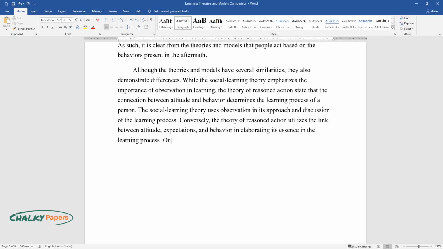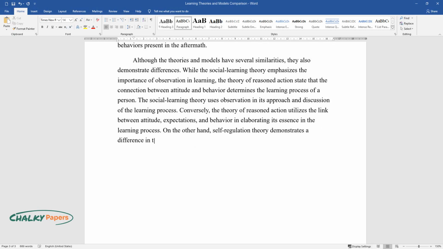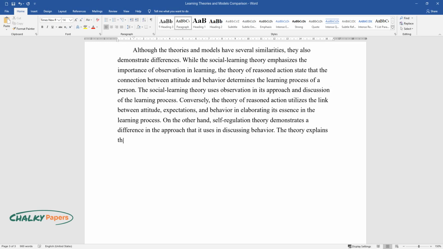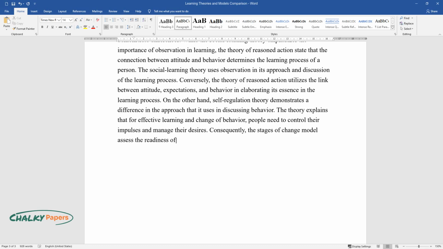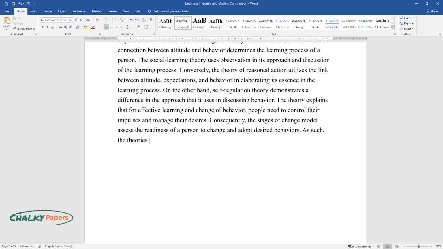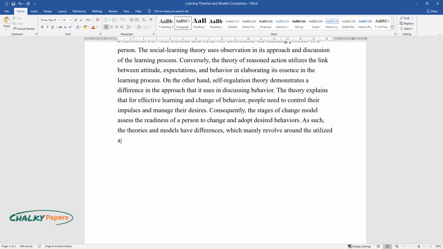process. On the other hand, self-regulation theory demonstrates a difference in the approach that it uses in discussing behavior. The theory explains that for effective learning and change of behavior, people need to control their impulses and manage their desires. Consequently, the stages of change model assess the readiness of a person to change and adopt desired behaviors. As such, the theories and models have differences, which mainly revolve around the utilized approaches.